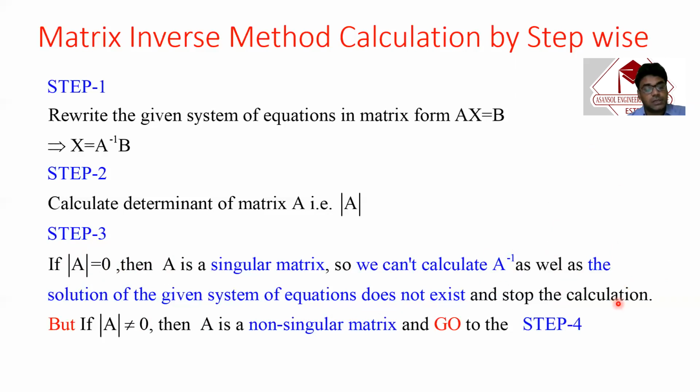Okay, this is the first case. Second case, if determinant A is not equal to 0, it means your coefficient matrix A is a non-singular matrix. If non-singular, then A inverse exists. Okay, and go to step number 4.